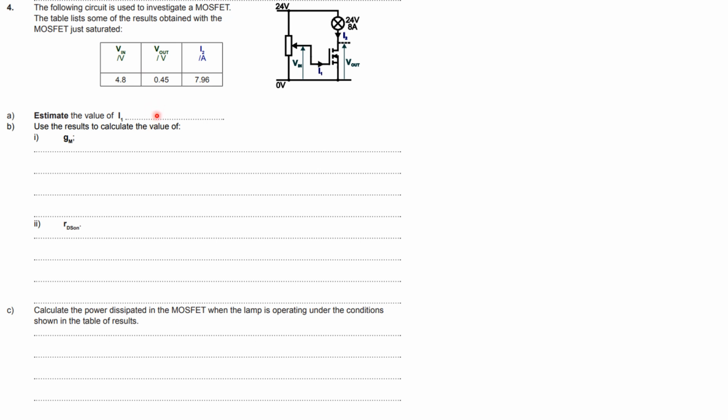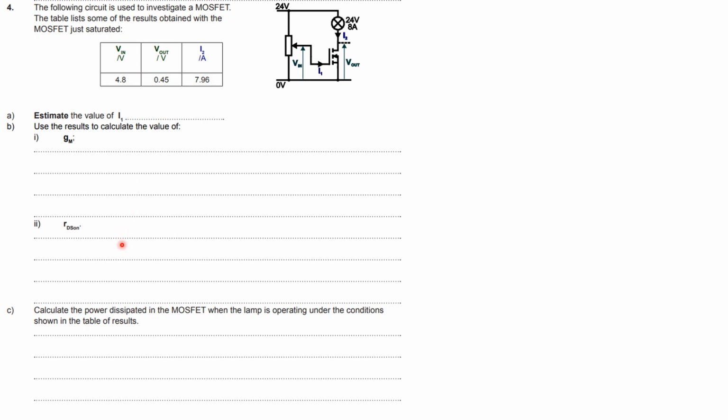Then these two are just straightforward. It's just using the same equations, isn't it? Really easy. Why don't you have a go? Why don't you pause me and look at the equation on the data sheet and just plug the numbers in? For GM, which is the transconductance, obviously we're going to need to know the drain current, which is given, and we need to know VGS, which is given there. So it's just those two values you're going to need.